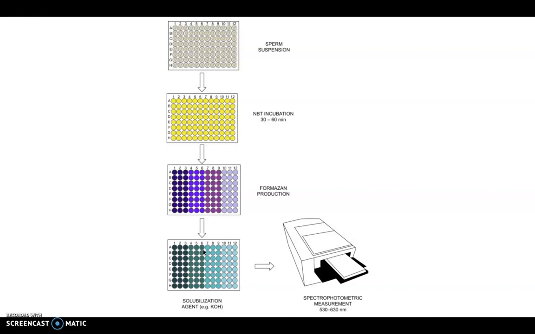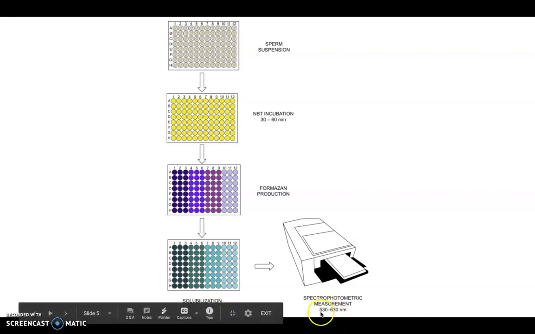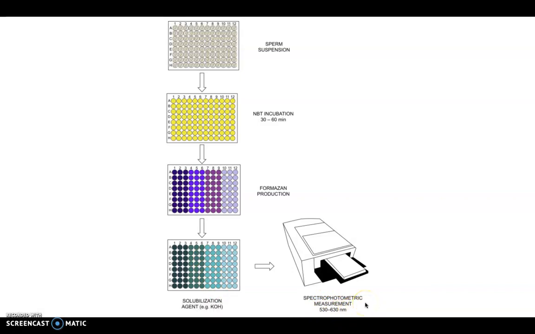Finally, after the formazan is produced, it's put into a spectrophotometric measurement machine. The parameters are slightly different for MTS assays. This one, as I said, is an MTT, and so this range is slightly higher for MTT assays, but nearly the same.